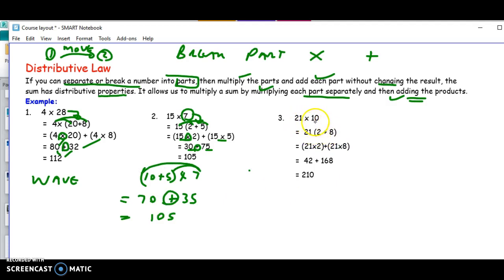Next one, 21. They break the 10 up into 2 plus 8. Now they multiply 21 times 2, 21 times 8. Again, that wave method. They call it waves because it looks like waves that are breaking. And now after they multiply, they add to get to the answer.